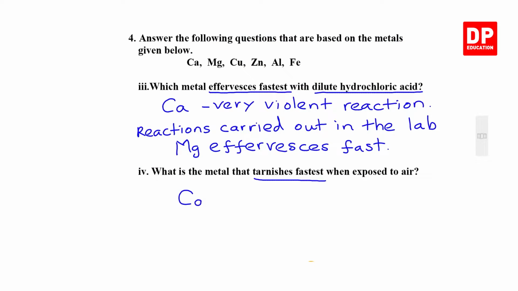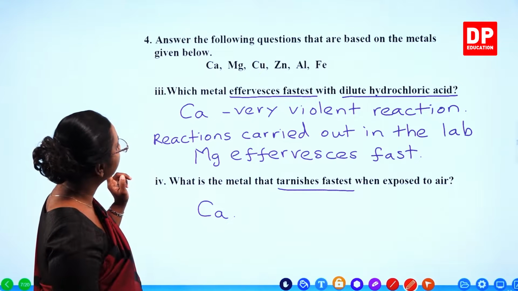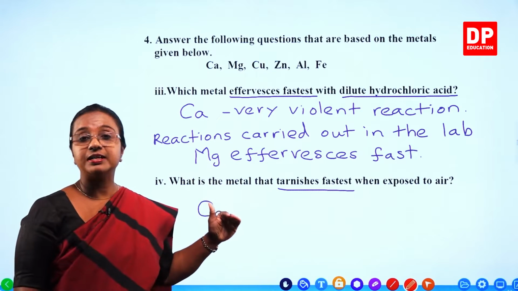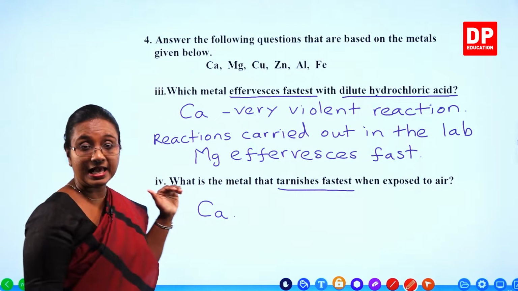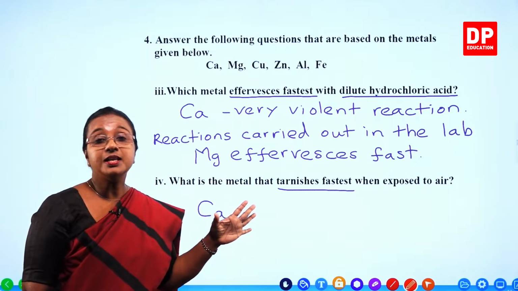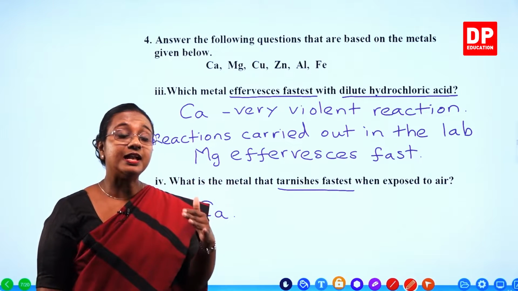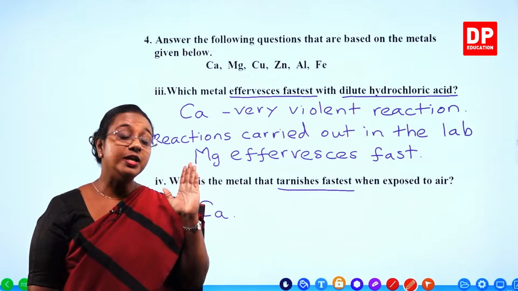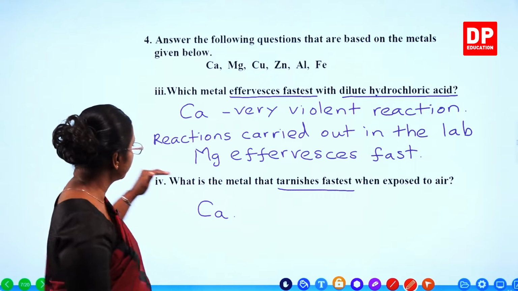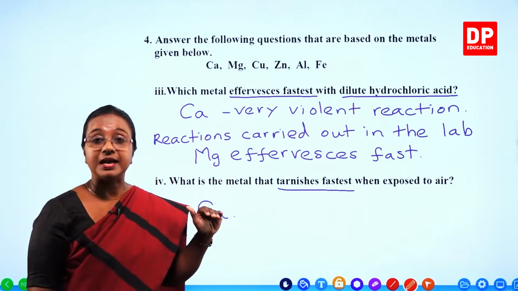So here again calcium. Now here students, which metal effervesces fastest with dilute hydrochloric acid? So I told you all theoretically according to the activity series it has to be calcium. But out of the metals that were tried out in the lab, the activity that we carried out in the lab, we don't use calcium because it's a very violent reaction. So there it has to be magnesium.